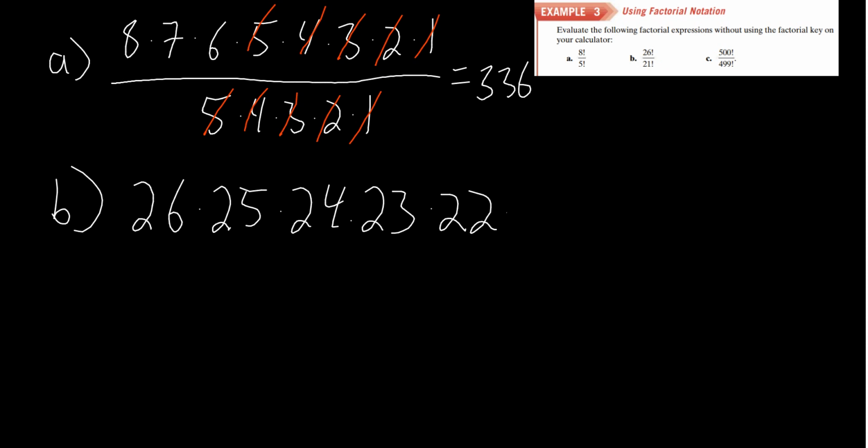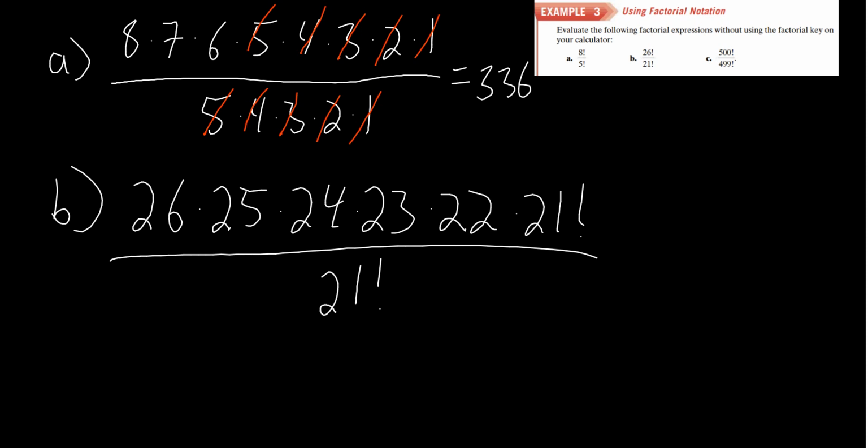erase that 21. And if that bothers you, here's another way to think about it. 26 times 25 times 24 times 23 times 22, and then if you wanted to, you could say times 21 factorial all over 21 factorial. Then we're essentially canceling the factorials out. After a while, saying factorial a lot does get kind of weird to say. But we could think of it like this as well.